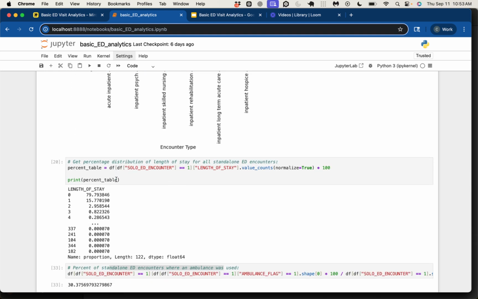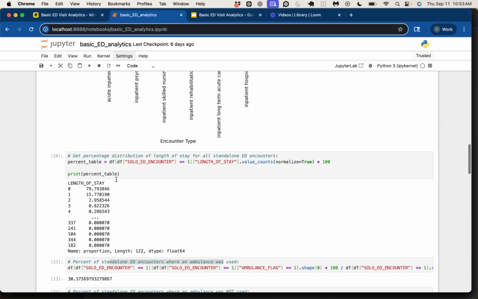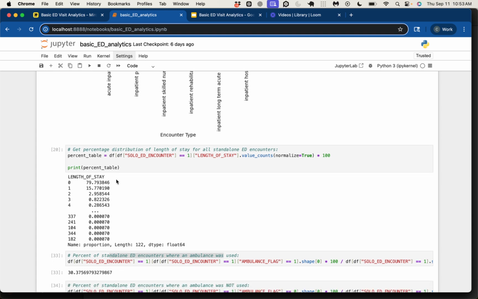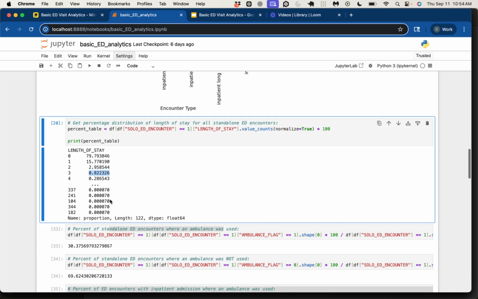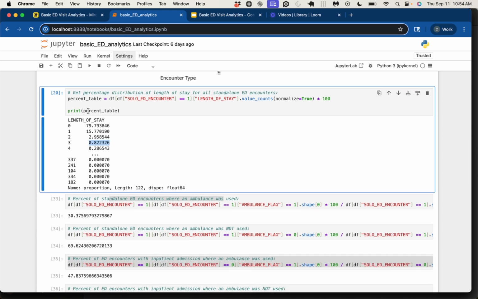We can also see for standalone ED encounters, what is the length of stay? And we can see that for almost 80% of all encounters, the length of stay is 0. That means that the encounter start date and the encounter end date are the same day. But there's a good percentage of encounters, 15.7% that are length of stay 1, 2.9% that are length of stay 2, and for any length of stay greater than 2, the percent of encounters is less than 1%. So most ED encounters are just same day encounters.